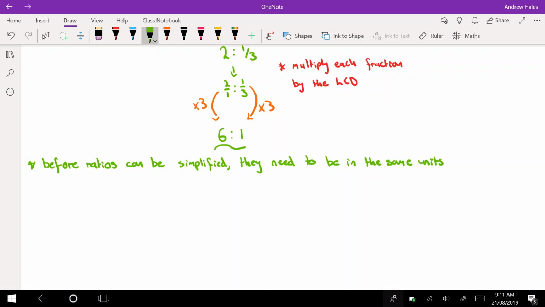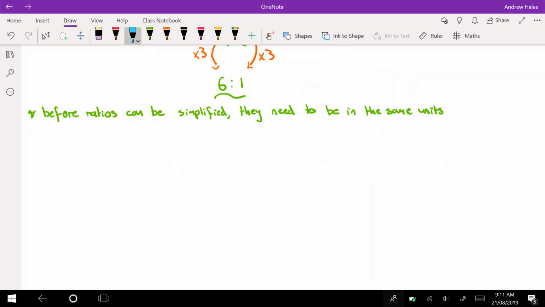And while that's happening, I'm going to start some examples, okay? So now we're just going to be talking about simplifying ratios. Some examples.